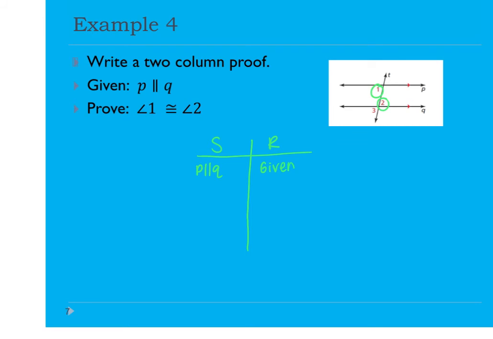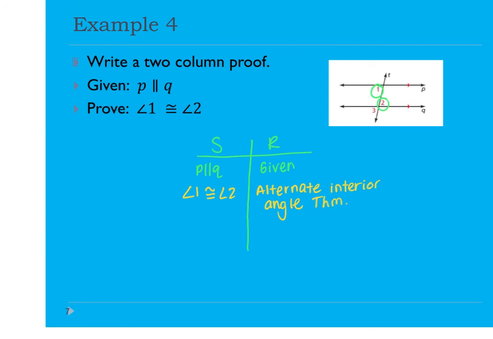Next, well, how do we know that they're equal? Well, they're alternate interior angles. So angle 1 is congruent to angle 2 by the alternate interior angle theorem.